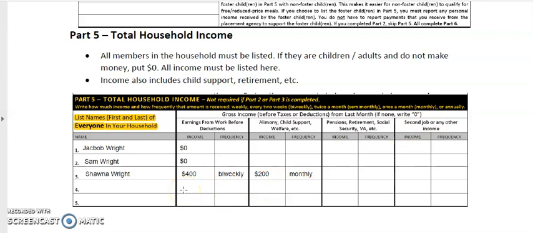As an example here, we have 2 children listed, and of course they don't have an income. And we have an adult listed here. Their income is listed, the frequency is included, as well as alimony or child support or welfare, and the frequency.